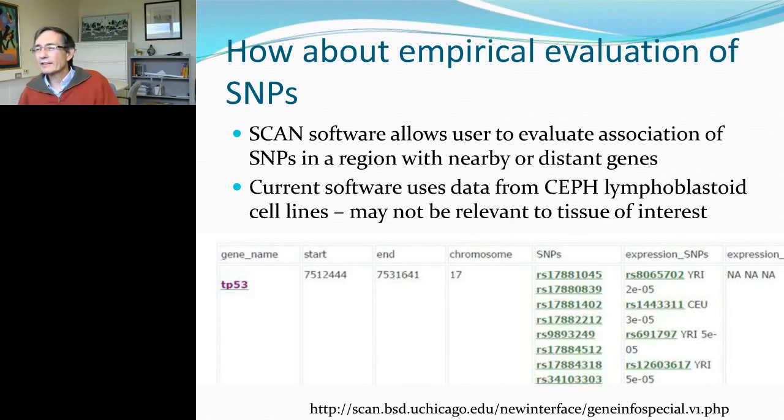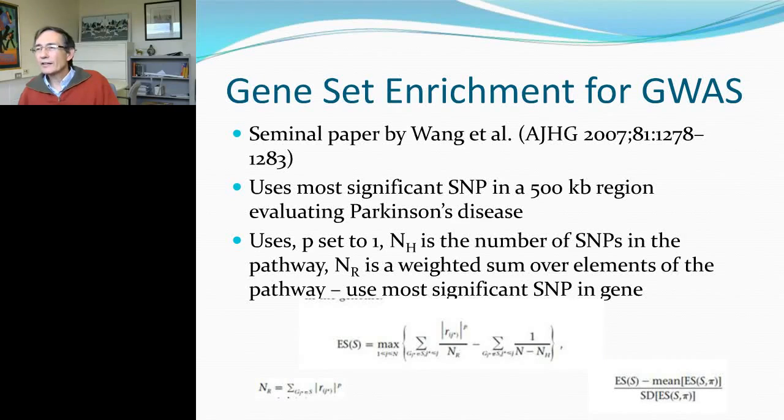You could also try doing empirical evaluation. There's a nice software called SCAN, which helps you to pull up expression levels of SNPs related to genes of interest, and so I presented that here for you to look at. So here's the Gene Set Enrichment for GWAS. There's a seminal paper by Wang et al. They actually applied this approach to the Parkinson's disease example, and they used the GSEA approach I described earlier and applied the most significant SNP in a gene. This method worked quite well in this example.